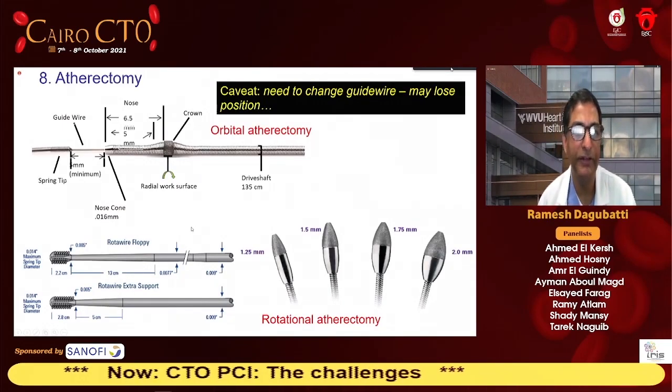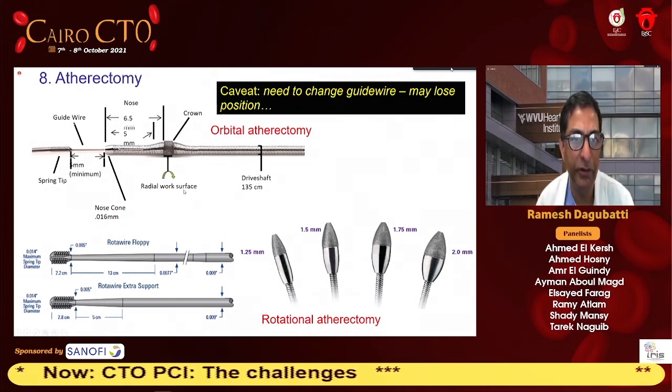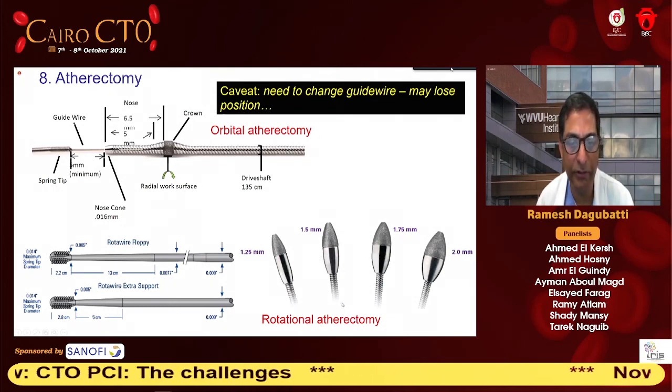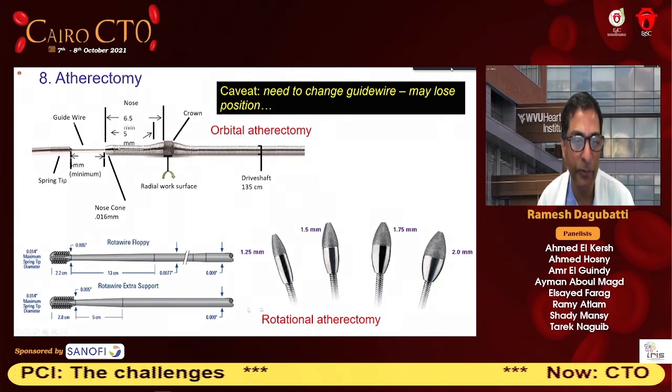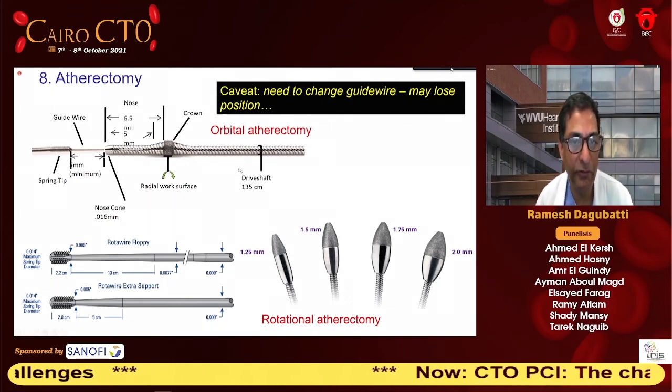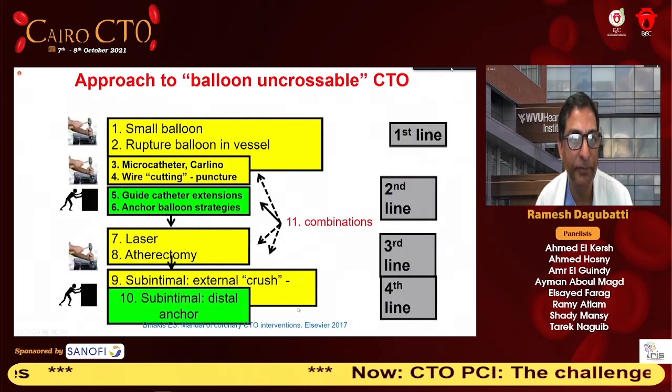And I think, as Dr. Elgin mentioned, you can use orbital atherectomy in the United States, or rotational atherectomy, once you're comfortably able to exchange the wires with the microcatheter, with either the Viper wire or the Rota wire.